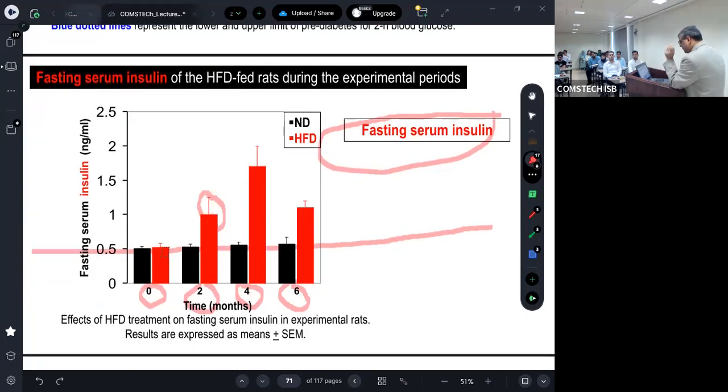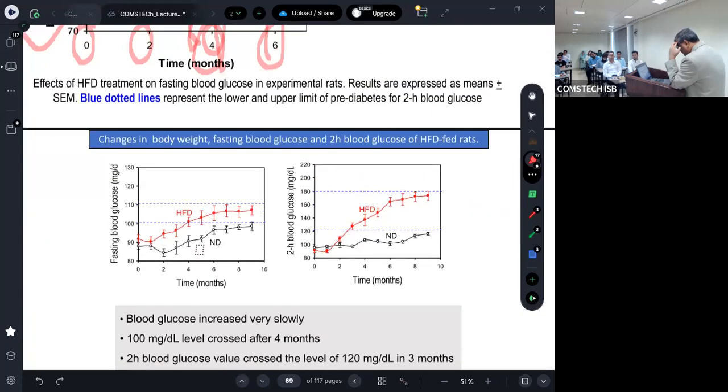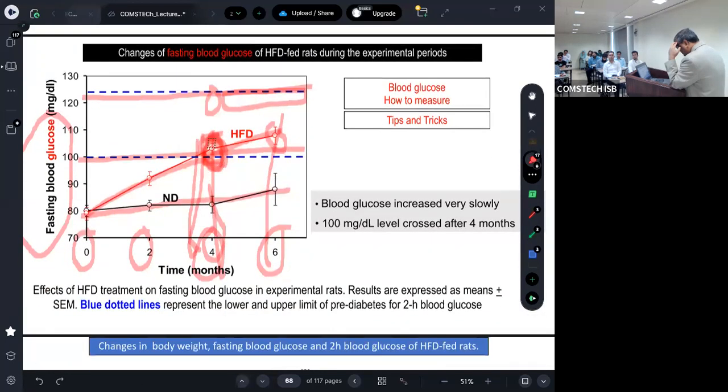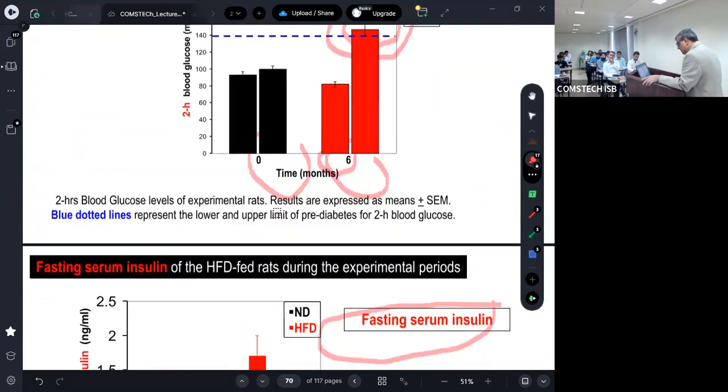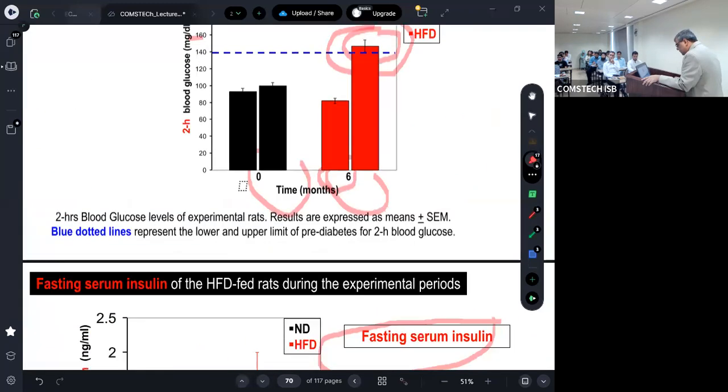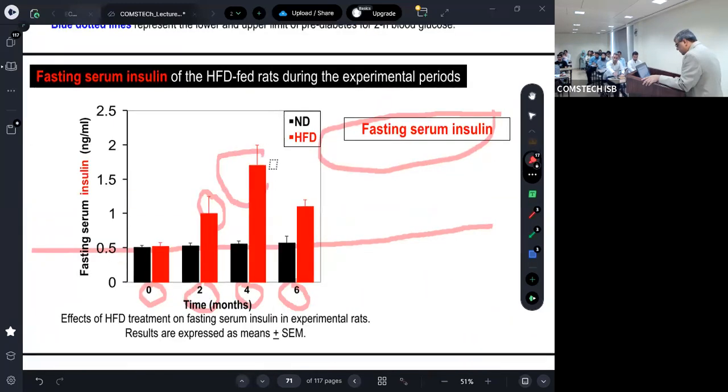Here you see, at 4 months, what is the blood glucose level? In the case of control, 80. Can someone write 80? And in the case of high fat diet, what is the blood glucose level? 100. One is 80, another is 100. See here, which month is it? 4 month.